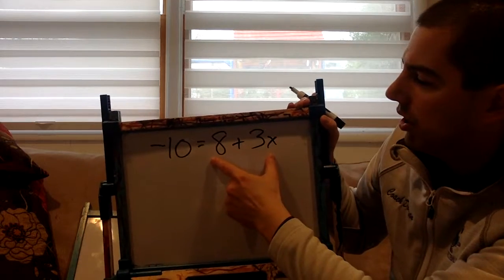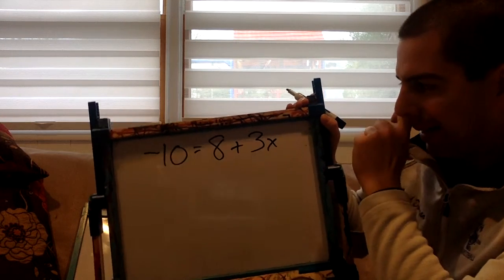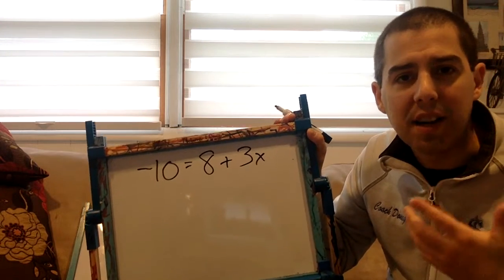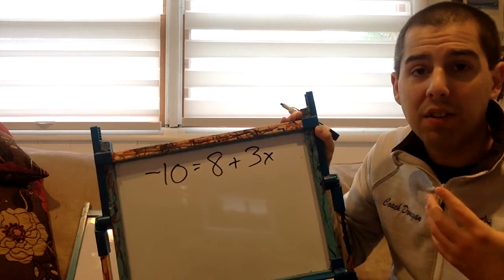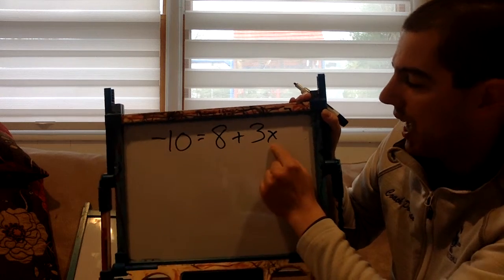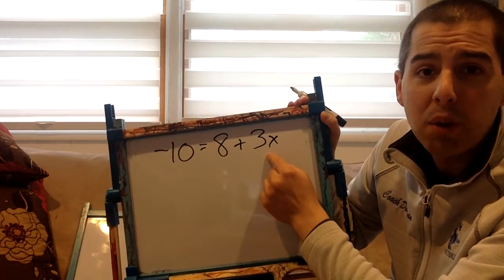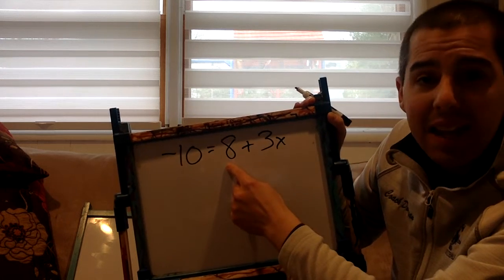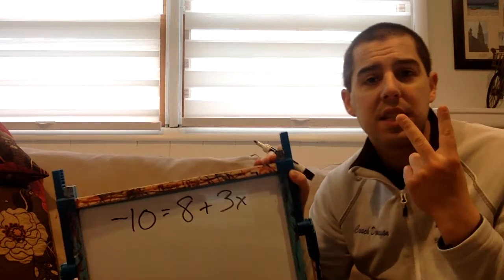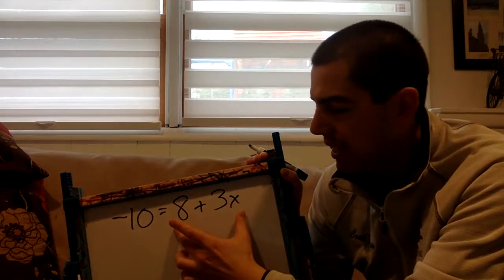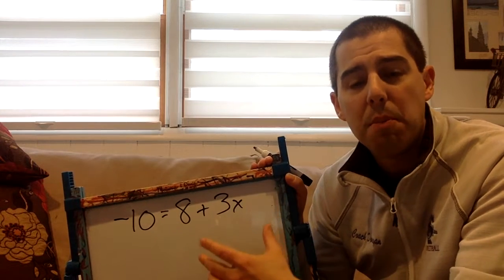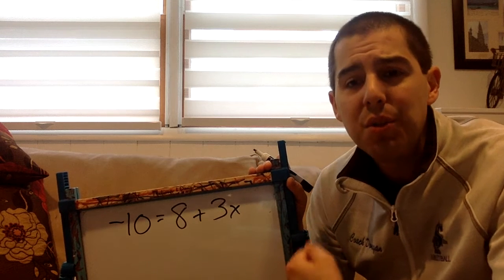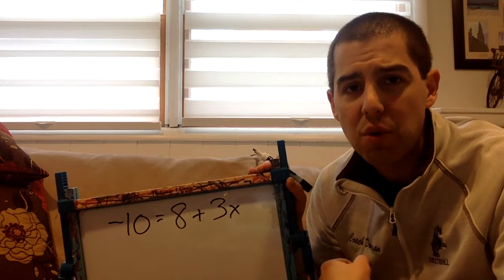If we take a look, ignore the negative 10 for a second. Look at the x. What are the two things being done to the variable? Well, I see 3x. That means I'm multiplying. And I also see plus 8. So the two things that are being done on the right side of the equation are multiplication and addition. So you want to undo those in the reverse order.